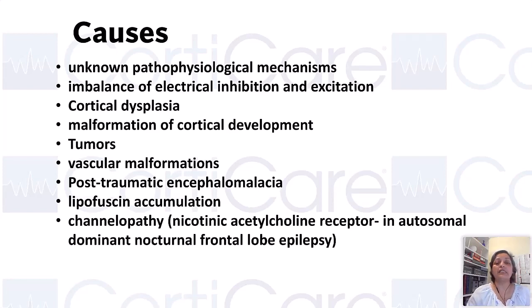The imbalance of electrical inhibition and excitation of the neurons in the frontal lobe, cortical dysplasia, which is a malformation of cortical development, usually in utero, so babies are born with cortical dysplasia. Tumors, vascular malformations, post-traumatic encephalomalacia, lipofuscin accumulation, and channels, which are the bigger cause of autosomal dominant nocturnal frontal lobe epilepsy. The nicotinic acetylcholine receptor channels are either malfunctioning or not properly functioning, which can lead to frontal lobe seizures.